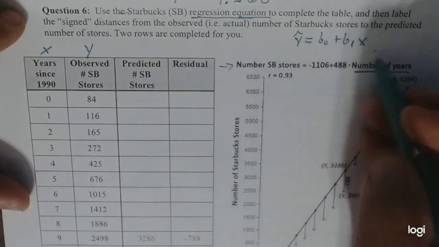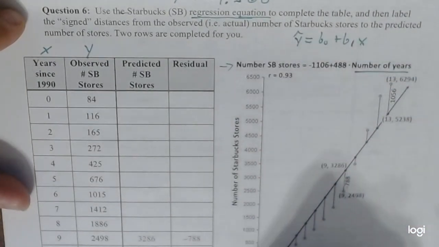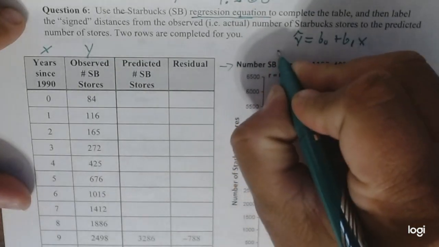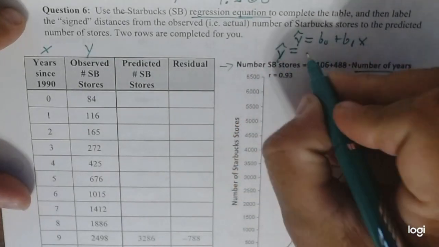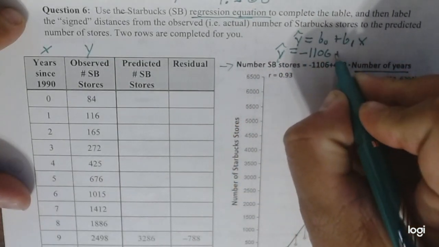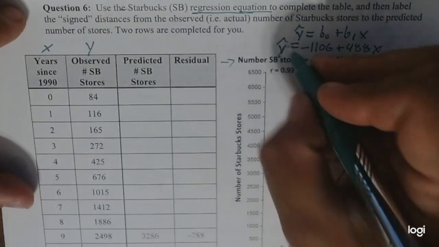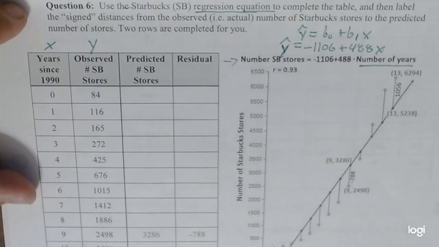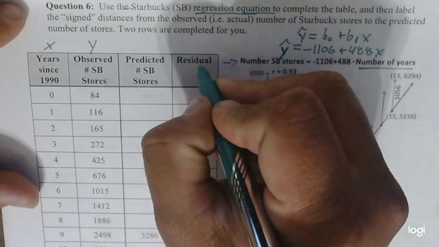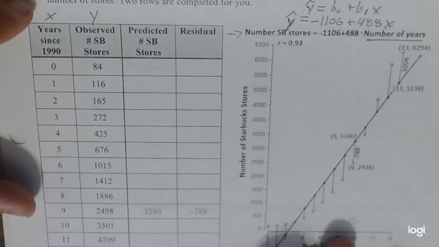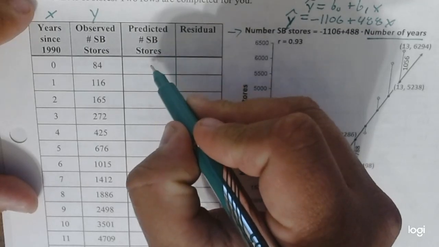Okay? So now we have this regression line. If you want to make it easier, I'll write it down right up here. It's y hat is equal to negative 1106 plus 480x. You want to think of x and y itself. Okay? So now it tells us find the signed distances from the observed. So that's essentially what they're asking, find the residual. So what we have to do first is find the predicted number of stores.